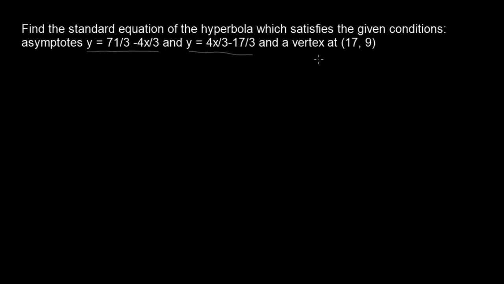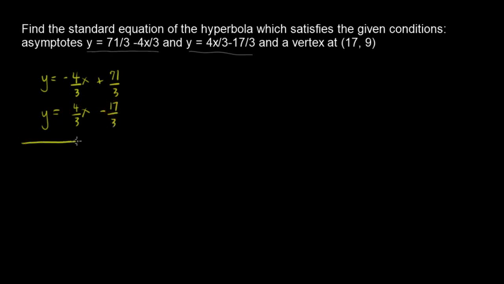Mamaya isipin natin paano natin solve si b at si c. So, let's first solve the two equations for the center. So rewrite lang natin. We have y equals negative 4 over 3x plus 71 over 3. Nire-write ko lang ito, pinagpalit ko. Yung kabilang equation, y equals 4 over 3x minus 17 over 3.